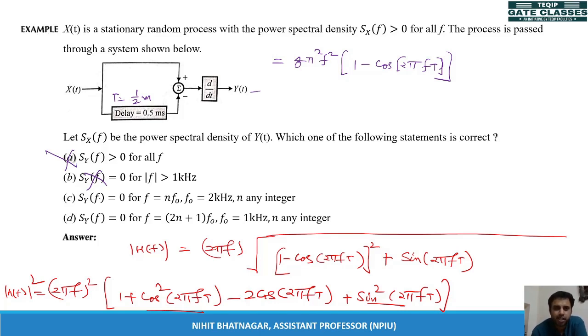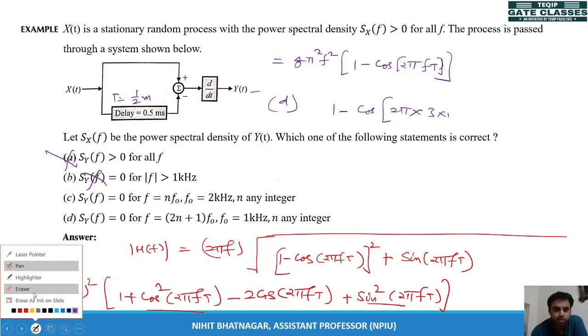Now taking option D. Option D means 2n plus odd multiple of 1 kilohertz. It means 1k, 3k, 5k, 7k. These are the multiple frequencies. For those frequencies, S of f is equal to 0. So now take 1 minus cos, that is 2 pi into, let's say f equal to 3 kilohertz. This becomes 3 into 1 kilohertz, because it is an odd multiple of 1 kilohertz. So now let's say 1 kilohertz.